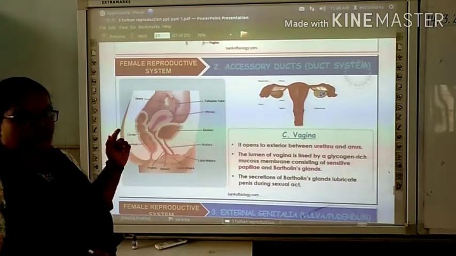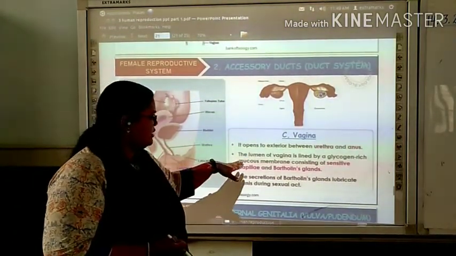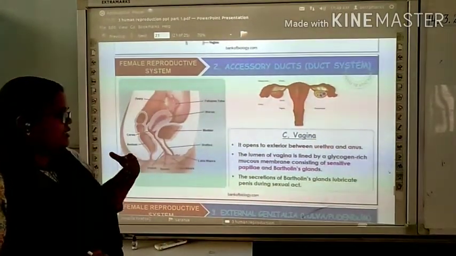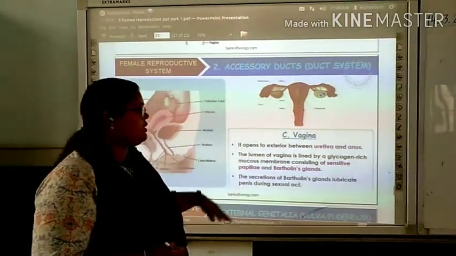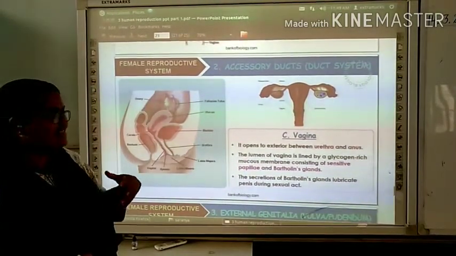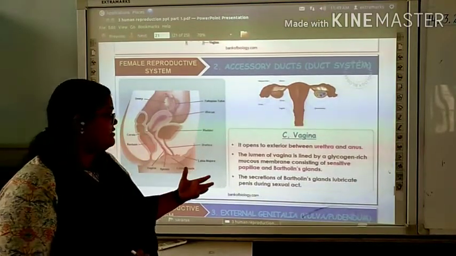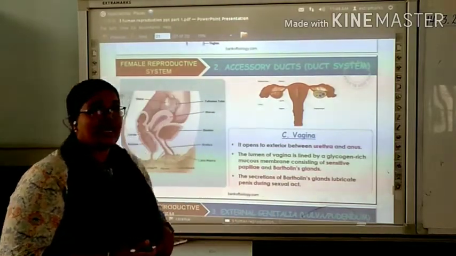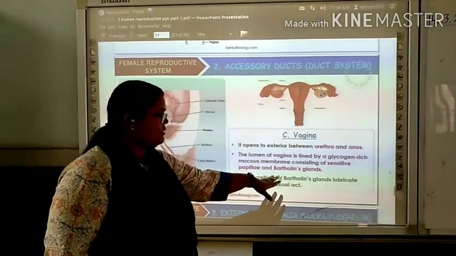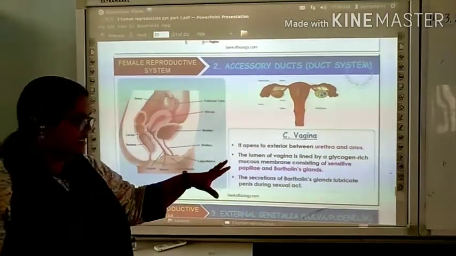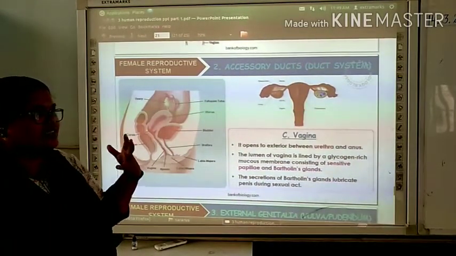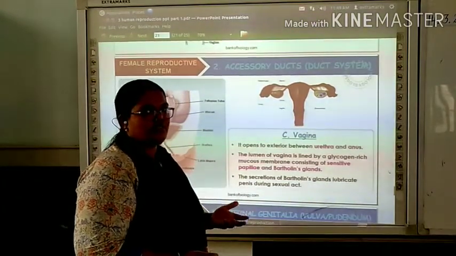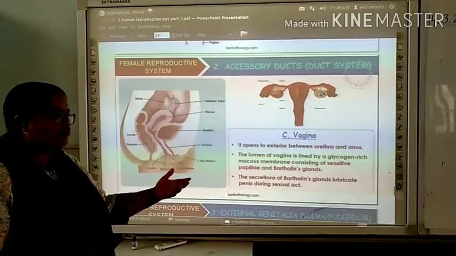Sorry, the vagina. Now here we can see that the lining of the vagina is lined by a glycogen-rich mucous membrane, right. It has very sensitive cells, the sensitive papillae, and the Bartholin glands are also present there. The function of the Bartholin glands is that they secrete a secretion which lubricates the penis during the sexual act or sexual intercourse, so that there is easy penetration without pain.